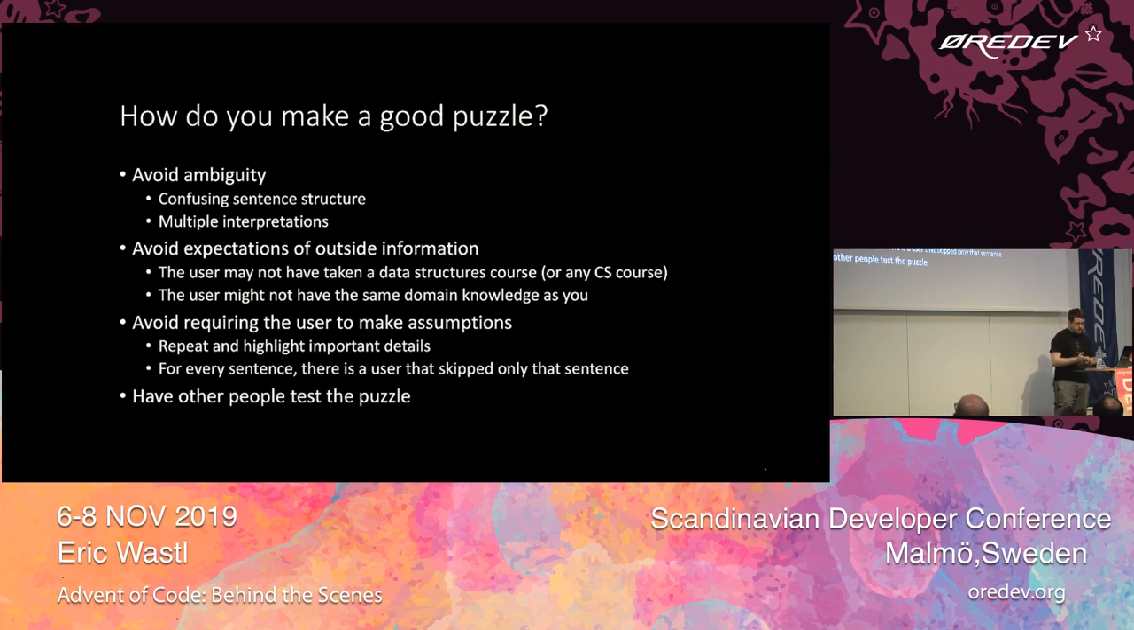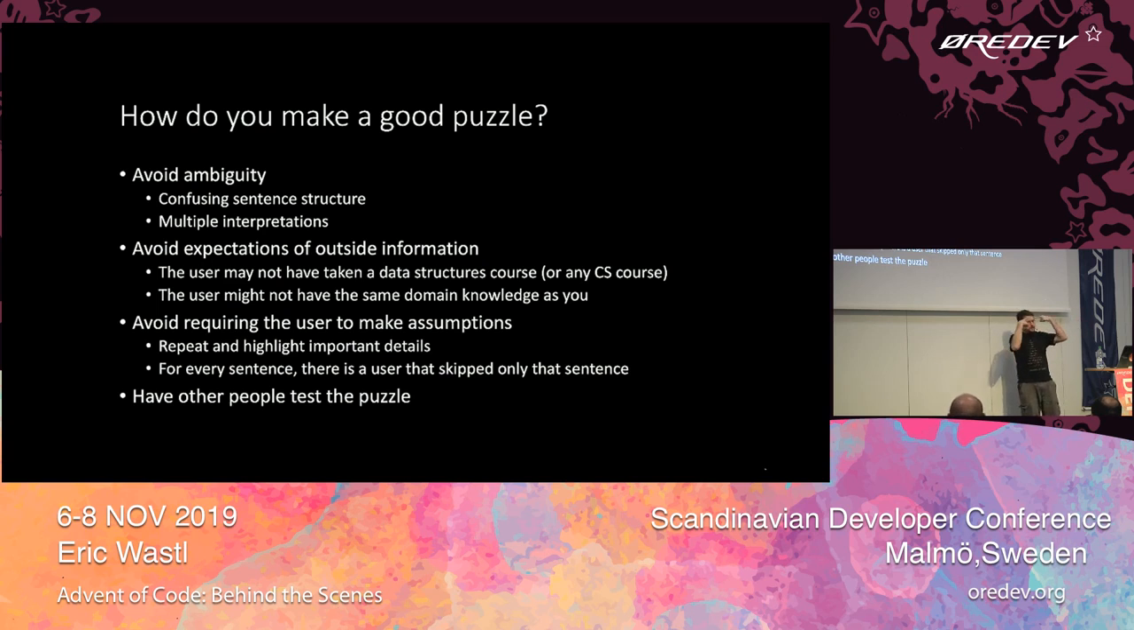So one of the things is avoiding ambiguity, which sounds obvious, but it's a little more difficult, especially because I've got users from all around the world, many of whom English isn't their first language. So look out for things like confusing sentence structure or multiple interpretations of a sentence. It's really easy, especially in English, because English is awful, to build a sentence that doesn't make any sense, or that could be read in two different ways, or where you can't tell what word is supposed to relate to what.